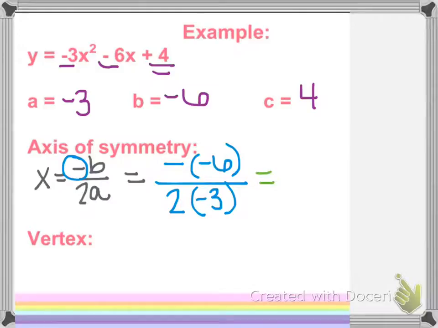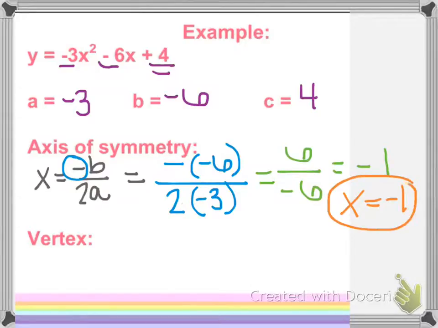So a negative 6 is a positive 6. On the bottom I have 2 times negative 3, which is negative 6. And then divide it out. 6 divided by negative 6 is negative 1. That is my axis of symmetry. Your axis of symmetry is that vertical line that cuts your parabola in half. And so you write the equation as x equals -1. That's the axis of symmetry.